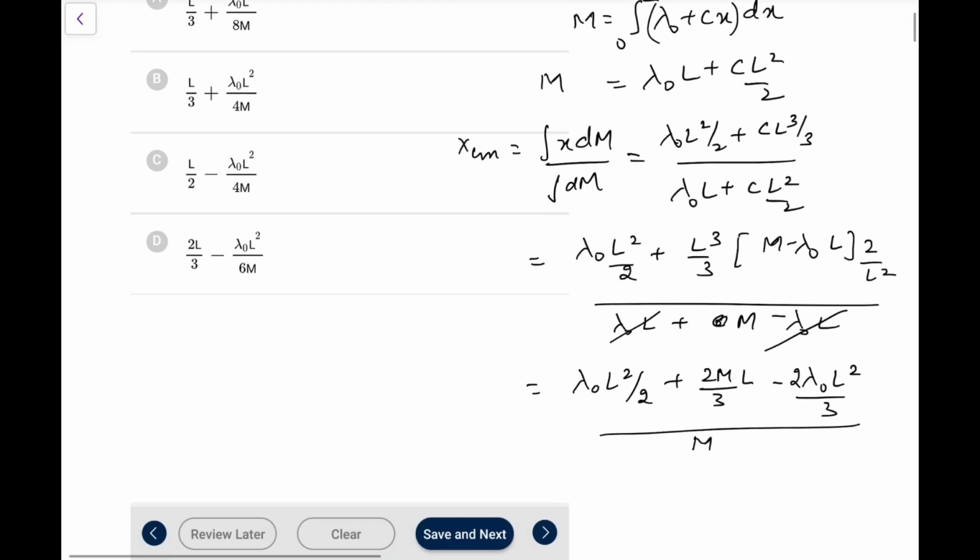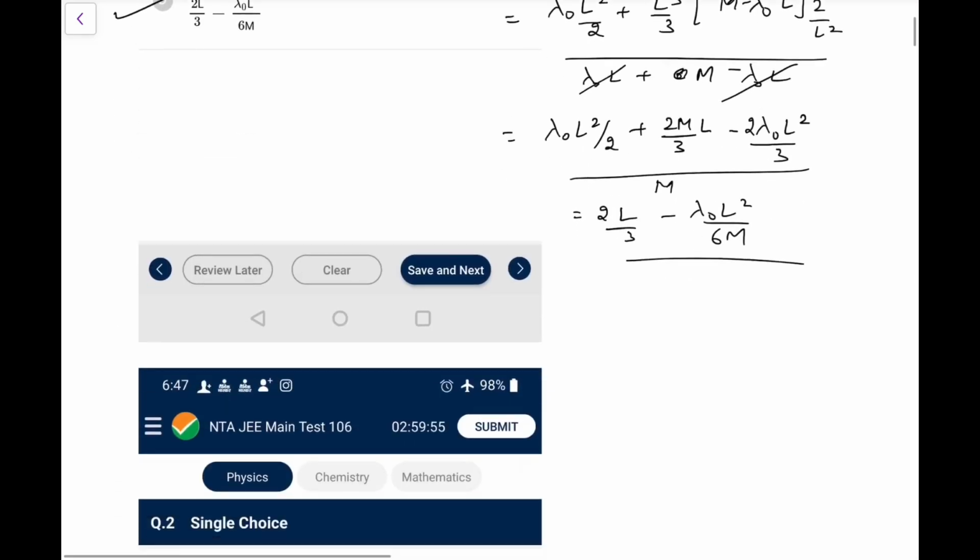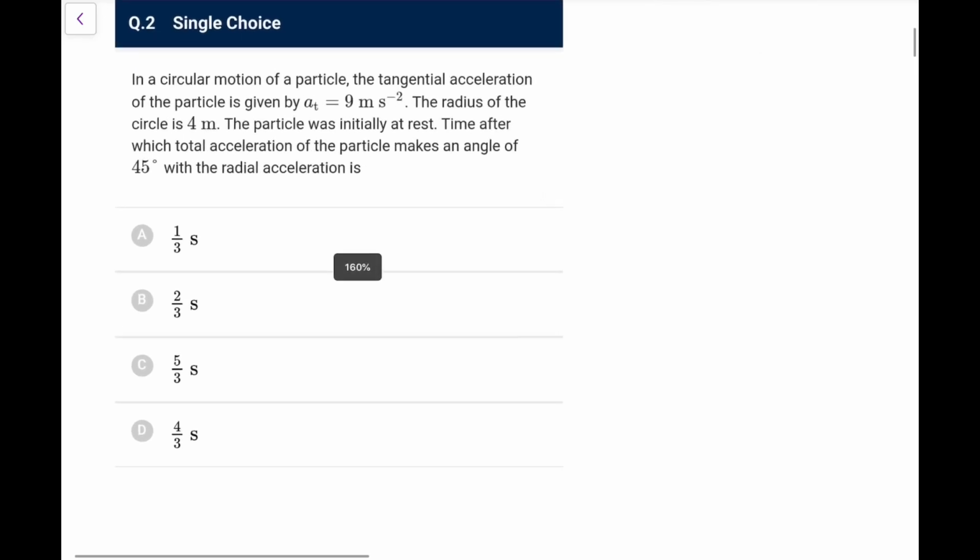So what you will get is 2L by 3, and this would be 2 by 3 minus 1 by 2, that is 1 by 6. So this is lambda naught L square by 6m. So this is option D you can get. So you need to simplify it, and it's not that simple, it will take time definitely.